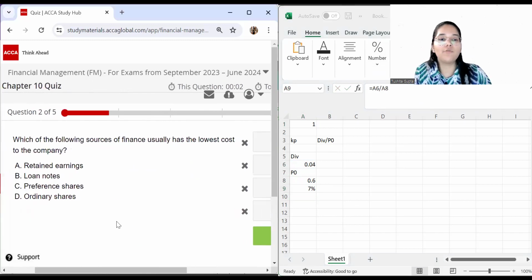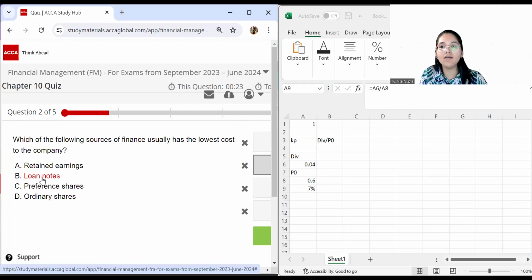Let's move ahead. Which of the following sources of finance usually has the lowest cost to the company? So whenever basically the hierarchy in which we have the cost, your debt is cheaper than your equity. So all other things which you see over here, retained earnings, preference shares, ordinary shares, these all form a part of your equity. Loan notes are the lowest risk takers. So once you get low risk, people also get compensated with the lower return. So loan notes have the lowest cost.